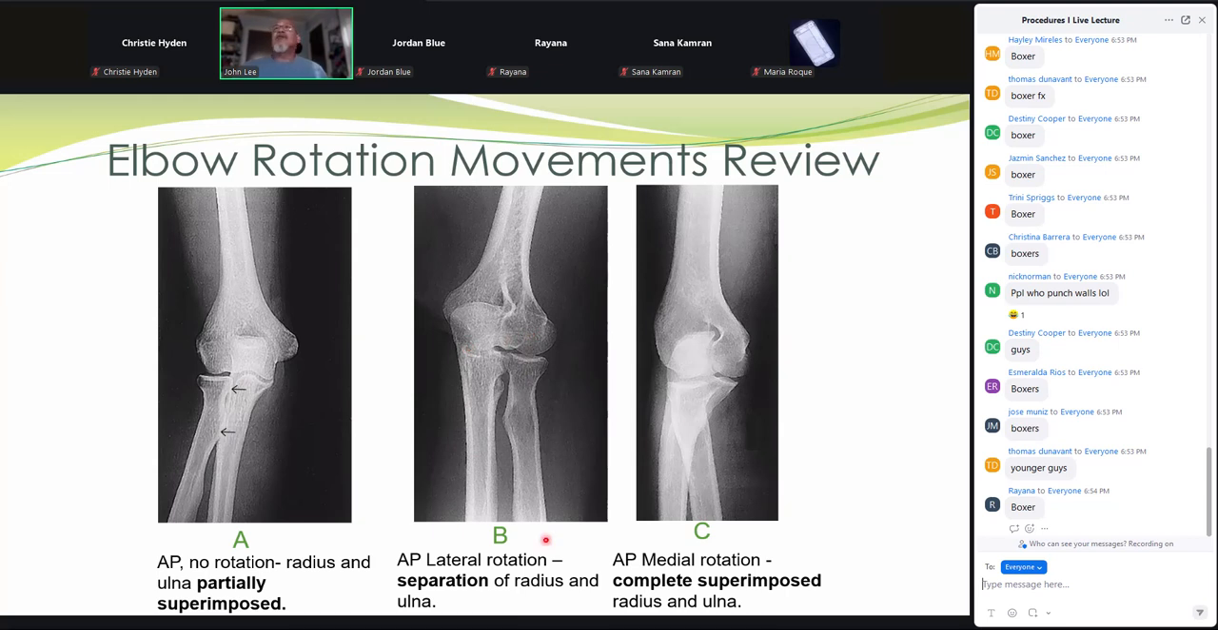With a lateral rotation, an external rotation at about 45 degrees, you'll get separation. This will allow for good visualization and unobstructed view of the radial head. Okay, also get that radial tubercle in profile. With an internal rotation of approximately 45 degrees, you'll see the coronoid process of the ulna in profile, and we'll have complete superposition of the ulna over the radial head.